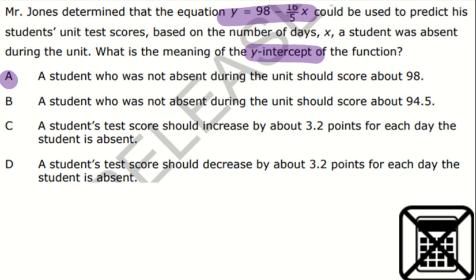If it's asking about the slope, that's where it gets a little trickier. The slope has this 16 over 5. 16 over 5 works out to 3.2. That's where the 3.2s come from in the answer choices.